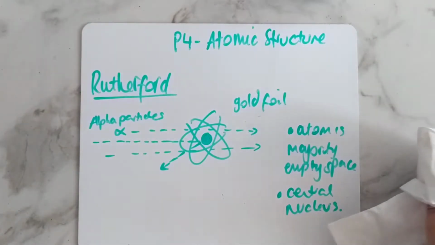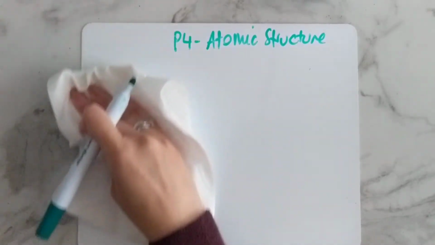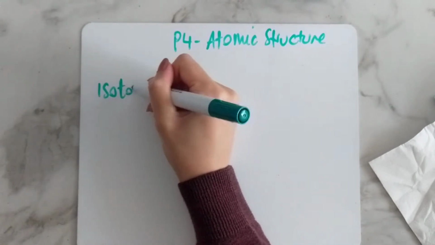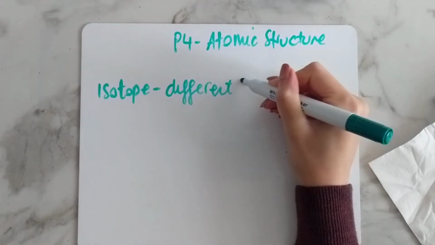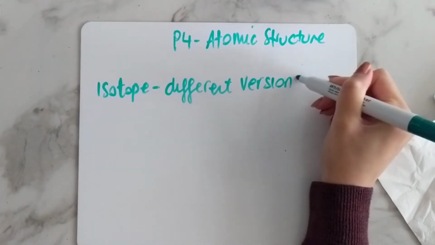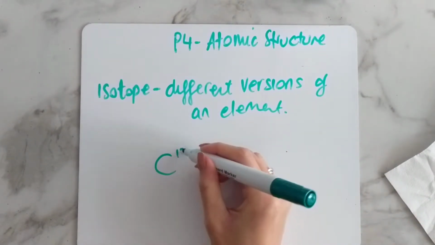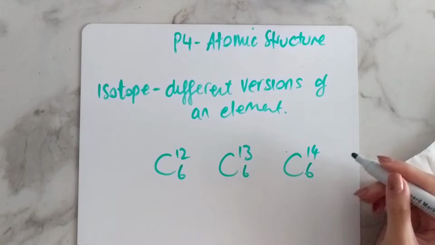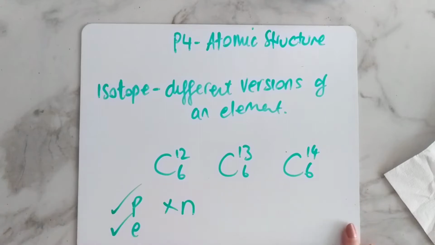Now, let's talk about the definition of an isotope. Again, this is C2. An isotope is basically a different version of an element. For example, carbon 12, carbon 13, carbon 14. They all have the same number of protons, same number of electrons, but different numbers of neutrons. So that is an isotope.